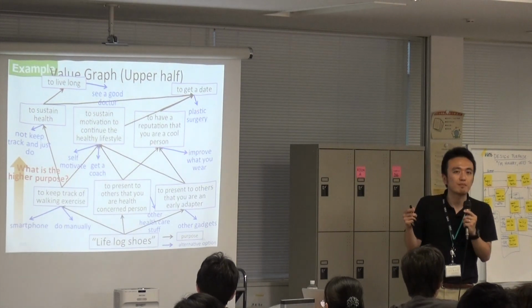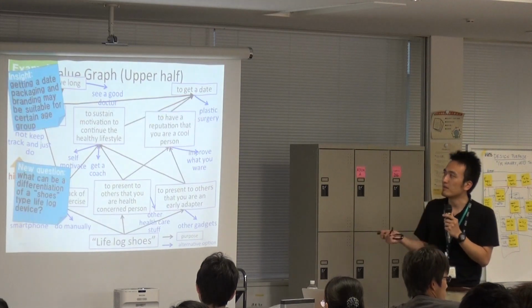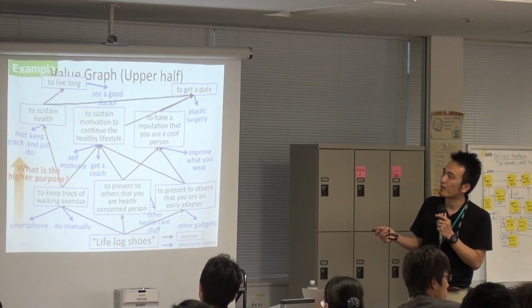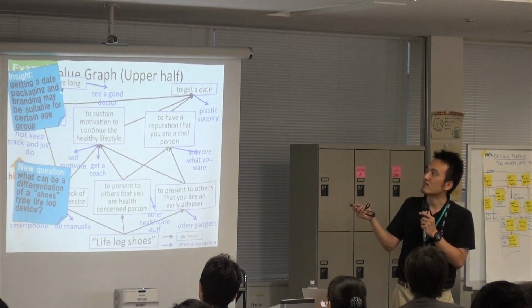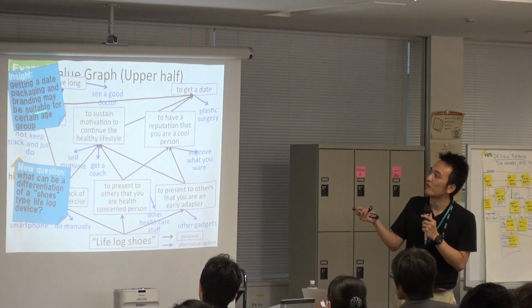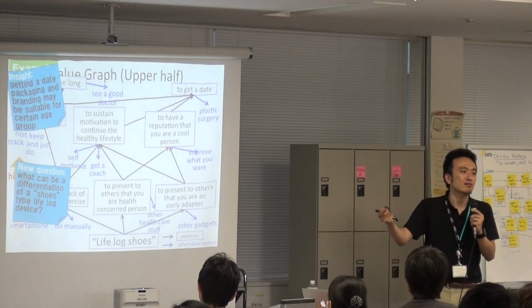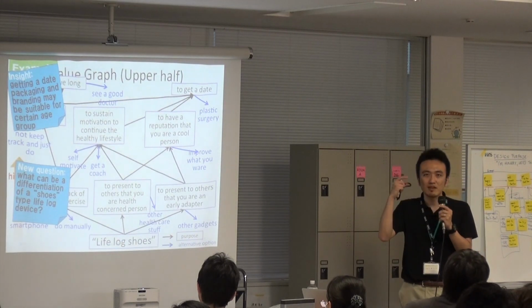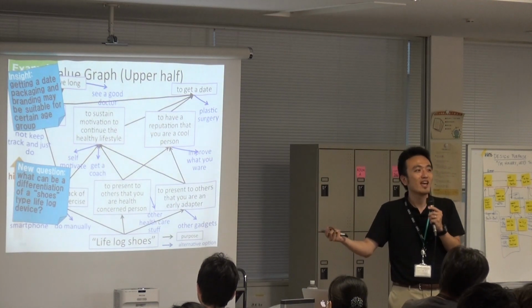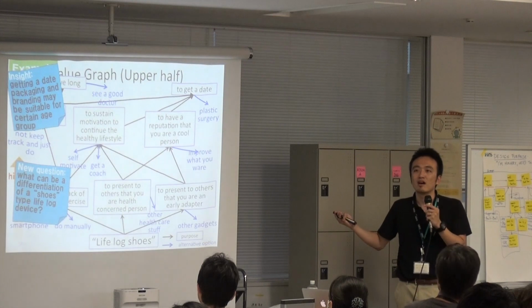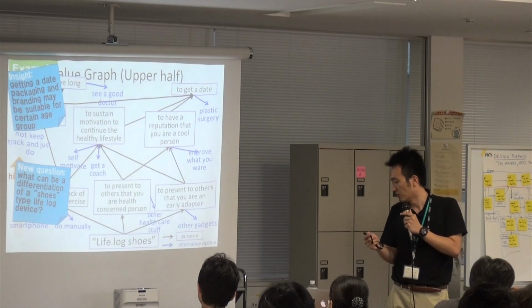So that's the type of discussion you can do using such a graph, okay? So, maybe some other insight can be found. For example, here. So insight, using this, getting a date packaging and branding may be suitable for a certain age group. So my lifelong shoe is not for elderly, but if I can give this image that this lifelong shoe can get you a date, then I might be well off with the teenagers. I don't know. Right? So that's the type of discussion I want you to try to do.